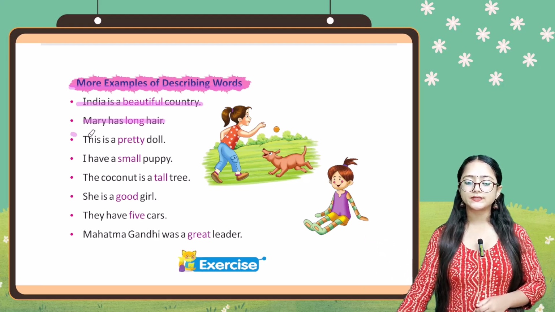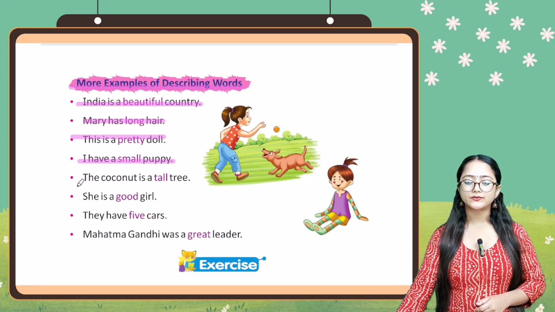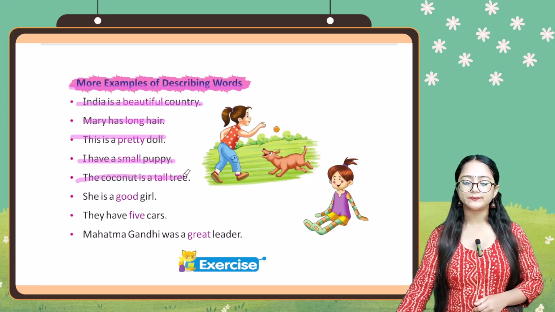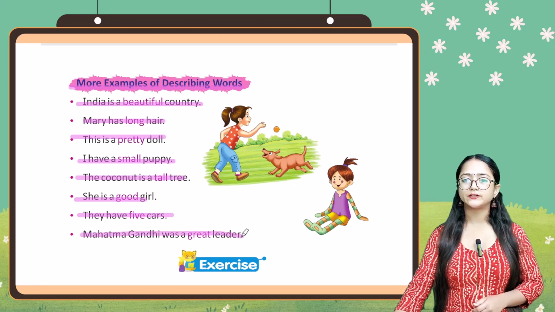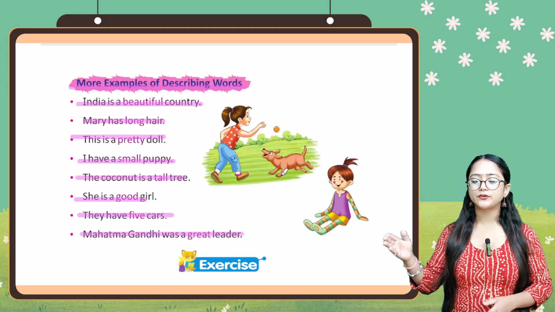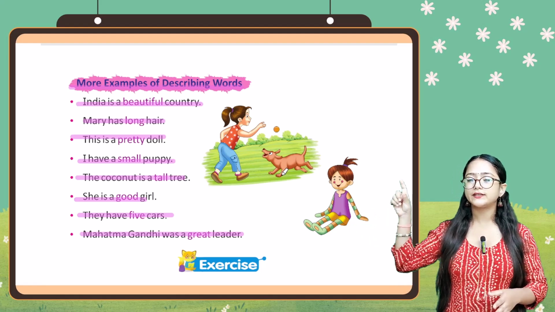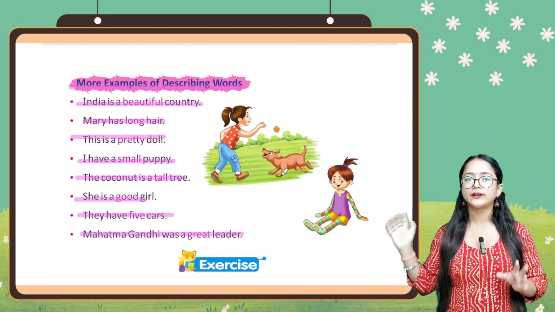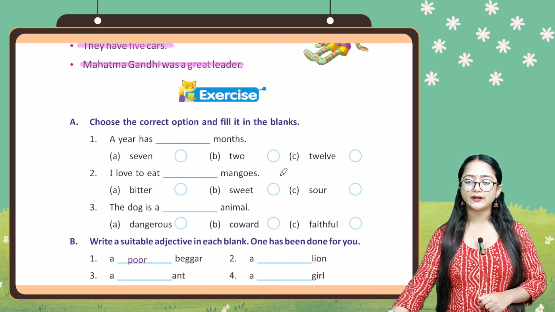Next one, this is a pretty doll. Next, I have a small puppy. Next one, the coconut is a tall tree. Next, she is a good girl. Next one, they have 5 cars. Next, Mahatma Gandhi was a great leader. Okay, so you can see that beautiful, long, pretty, small, tall, good, 5, great, these all are the describing words or adjectives.